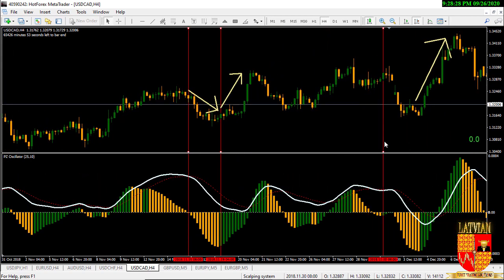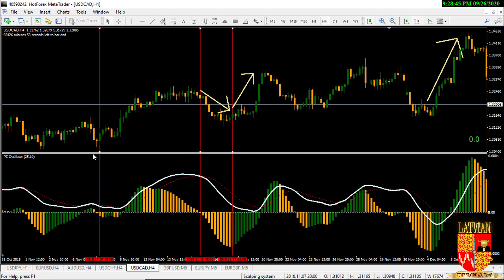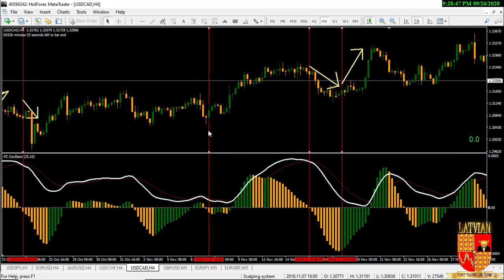Here unfortunately it didn't work out as planned, but here we can see that the market did go bullish right after that, and also even right there. And also even right here, you can see that the market did go bullish right after that.